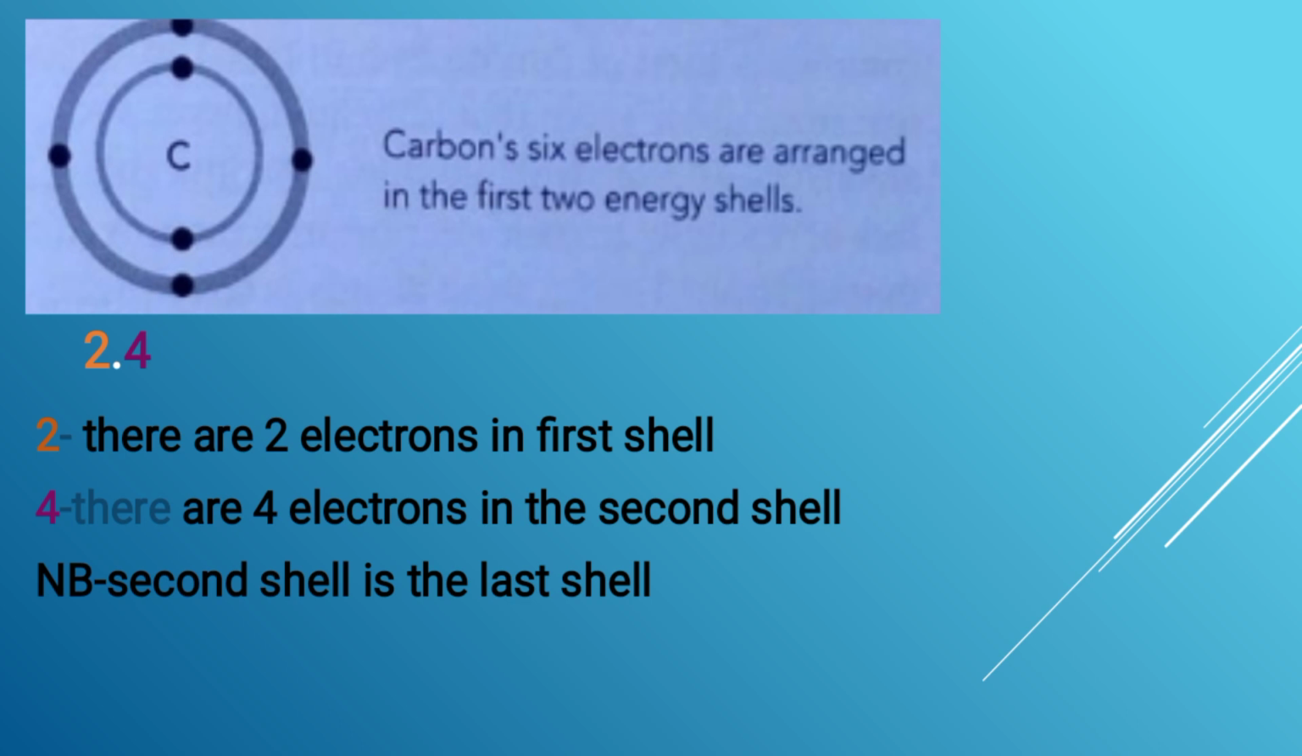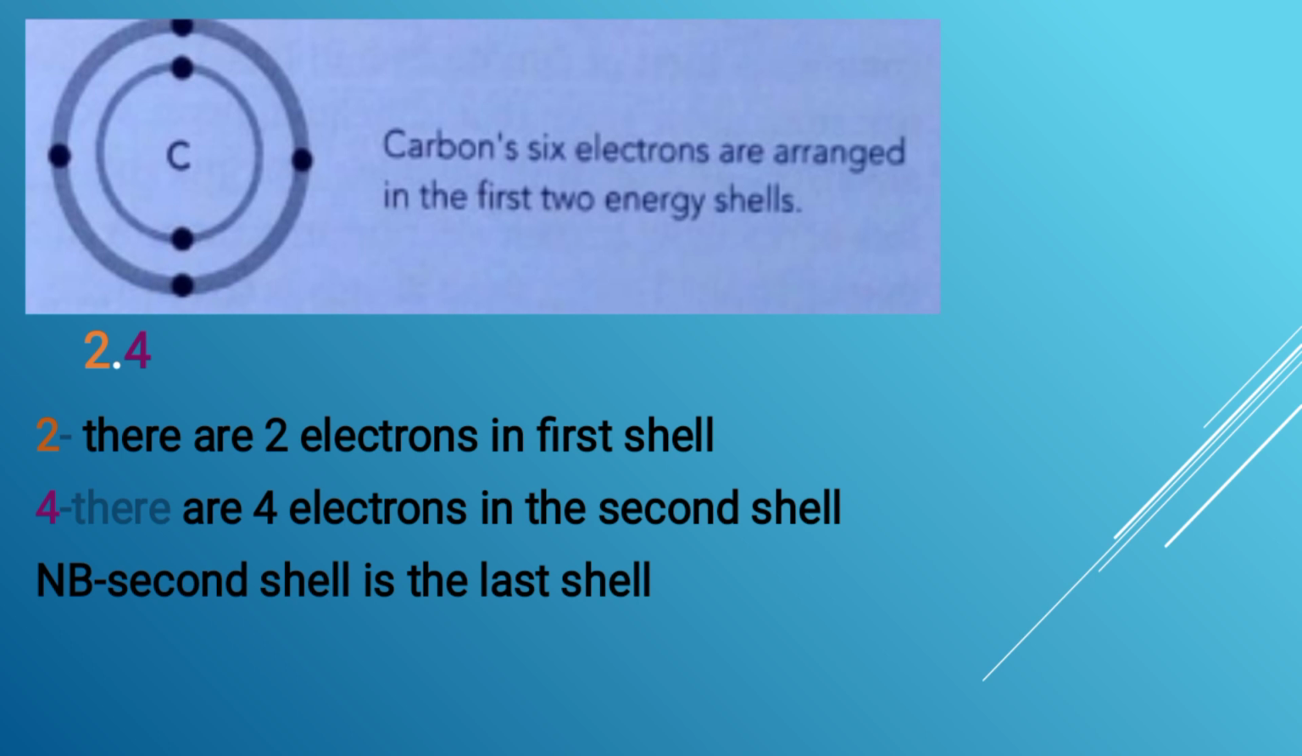Right, we have an example here. We have carbon. Carbon has 6 electrons which are arranged in 2 energy shells, where energy shells simply means the orbital shells that we have. The C in the middle of the diagram represents carbon. And as you can see, on the first inner circle, the first smaller circle, there are 2 electrons, which means 2 electrons in the first shell.